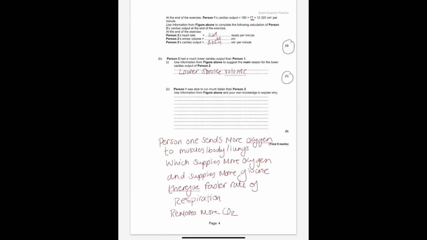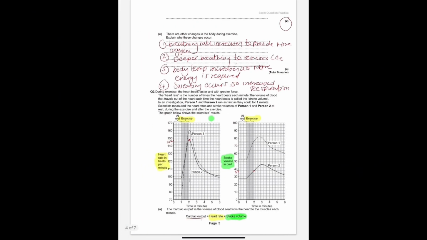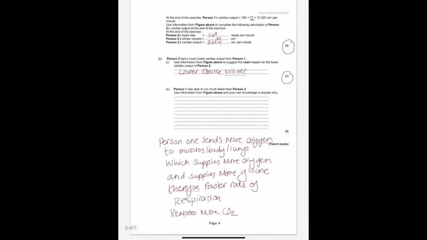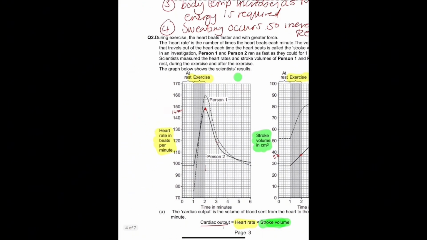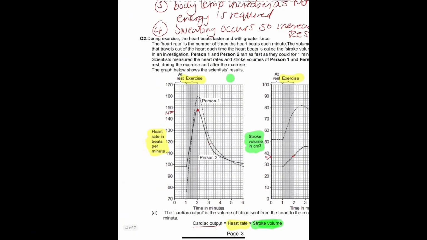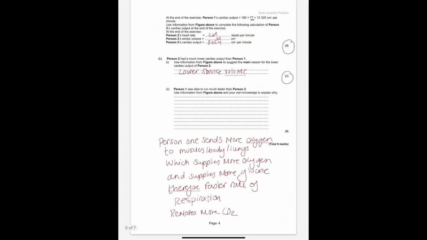Person 1, let me read out the question. Person 1 was able to run much faster than person 2. Use the information from the figure above and your own knowledge to explain why. So we want to know why person 1 was able to run much faster than person 2. So let's look at person 1. So we can see that they're running much faster than person 2, which is clearly evident on the graph. The solid line is going to be person 2, and the one that's a dotted line is person 1. But we need to know why they're running faster. That's the question it's asking us.